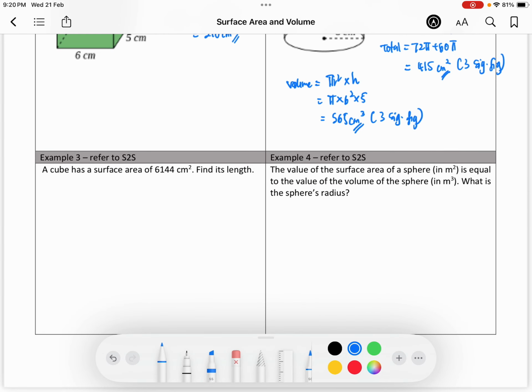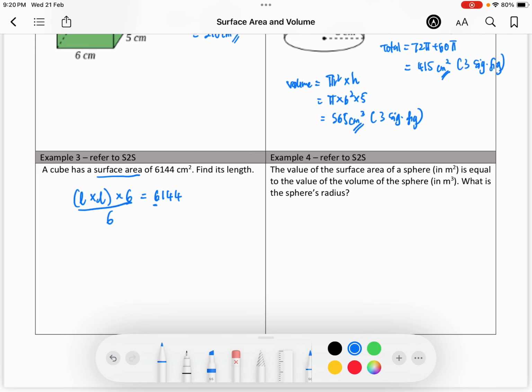Example number 3. A cube has a surface area of 6,144 centimeter square. Find its length. So surface area. For a cube, it has 6 surfaces, and all are square. So area of square is length times length, and then you have 6 of them, and the total is given as 6,144.